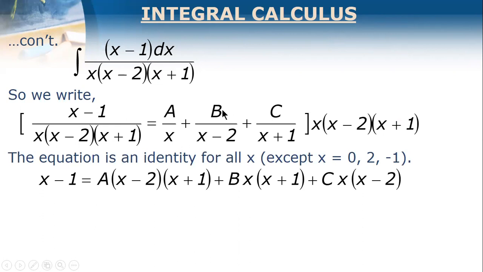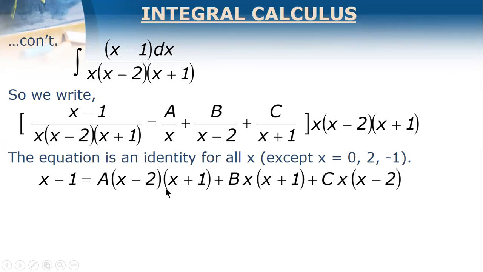And then b over x minus 2 times this, x minus 2 is cancelled. So we only have x times x plus 1. And then for c, x plus 1 is cancelled. So we have x times x minus 2. Okay. So with this one, we can now substitute the values, the numbers 0, 2, and negative 1.